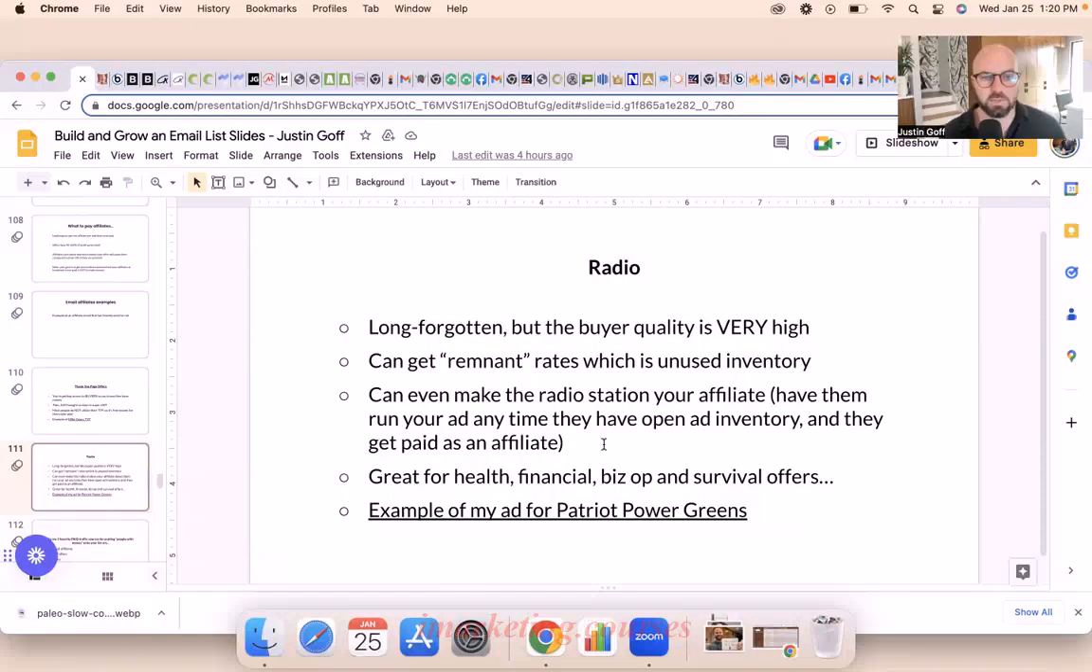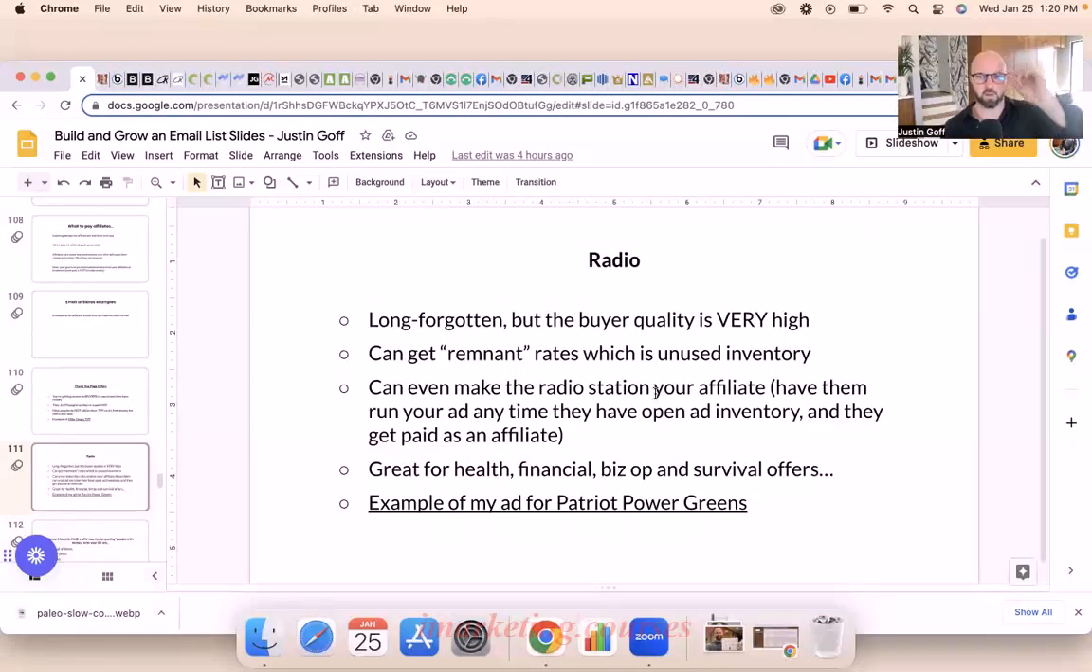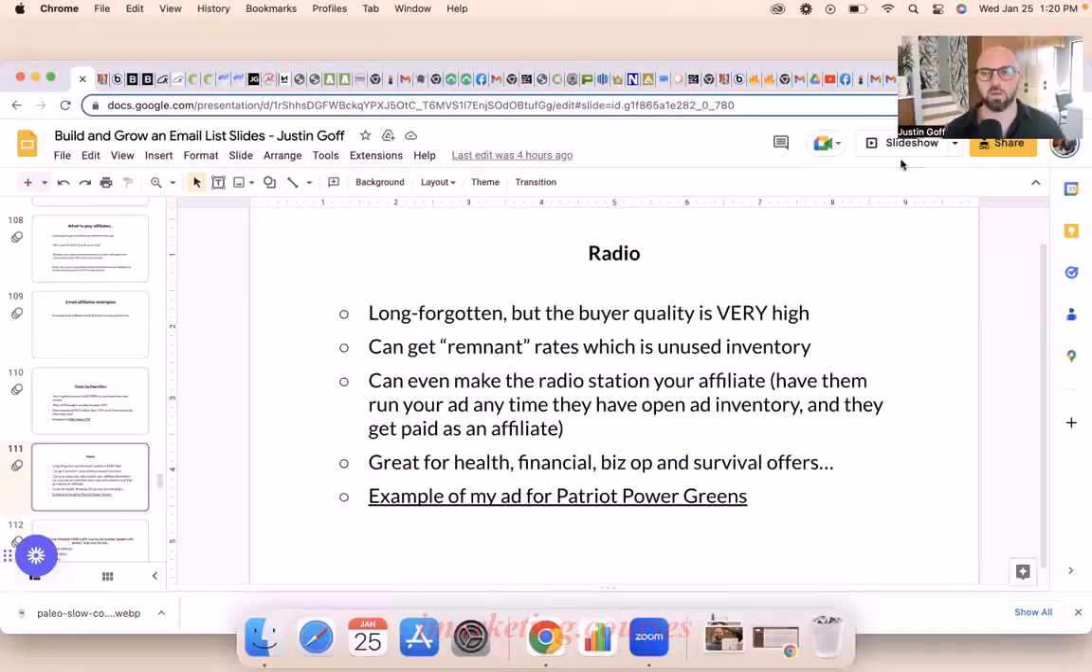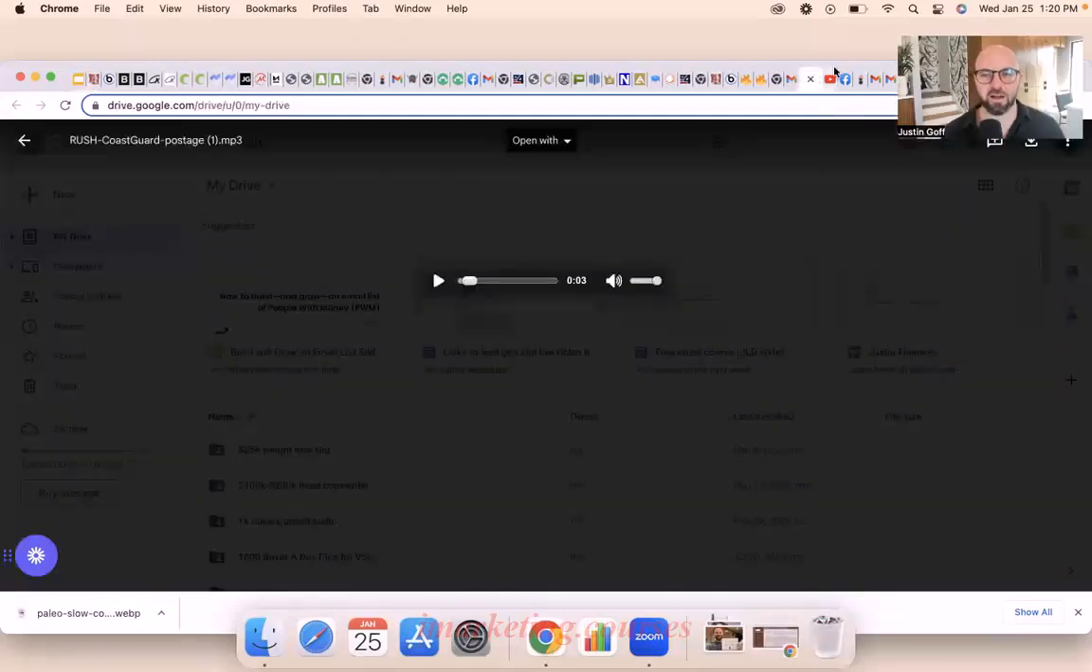Anytime they had open ad space, they ran our ad. So no risk for us. And they were usually sending us 100 to 120 buyers a day every time that they ran our ad. So it worked really, really well. Actually, I'm going to play you the ad that we ran for Patriot Power Greens as well. It's pretty cool because I actually recorded it myself, and it did really, really well.